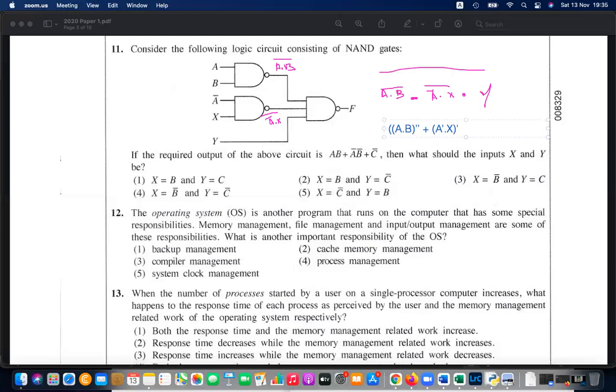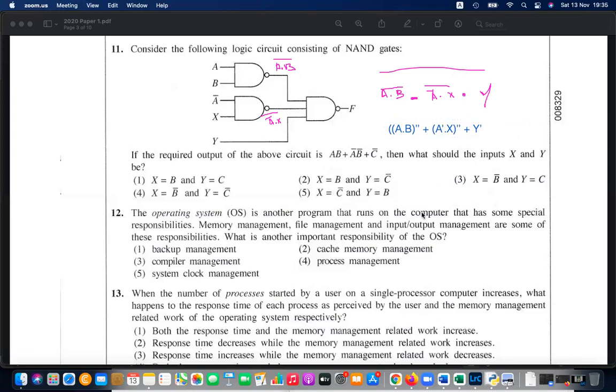Should be not. Already it's not, and it will become not, and this will be Y. Why not? So this is what we get after De Morgan. So you need this one: A, B, actually C not, and so on. So it's already there. So Y is generating Y not. So Y equals C will generate C not.